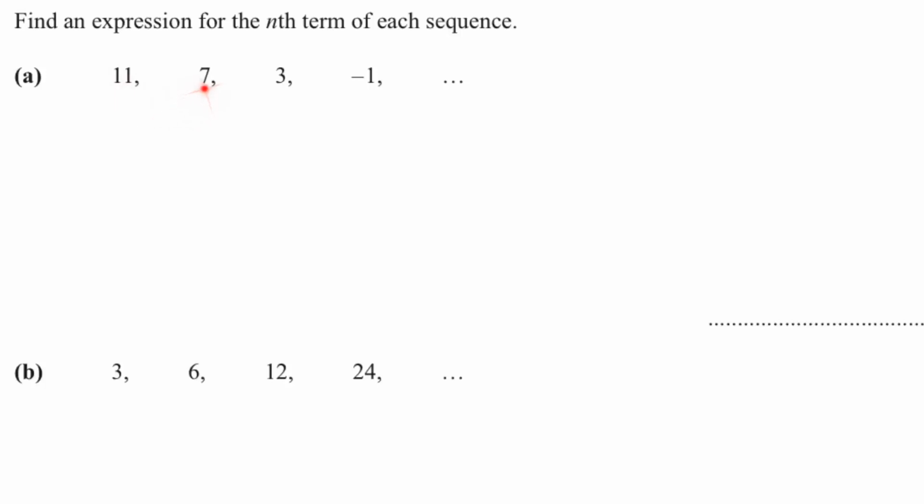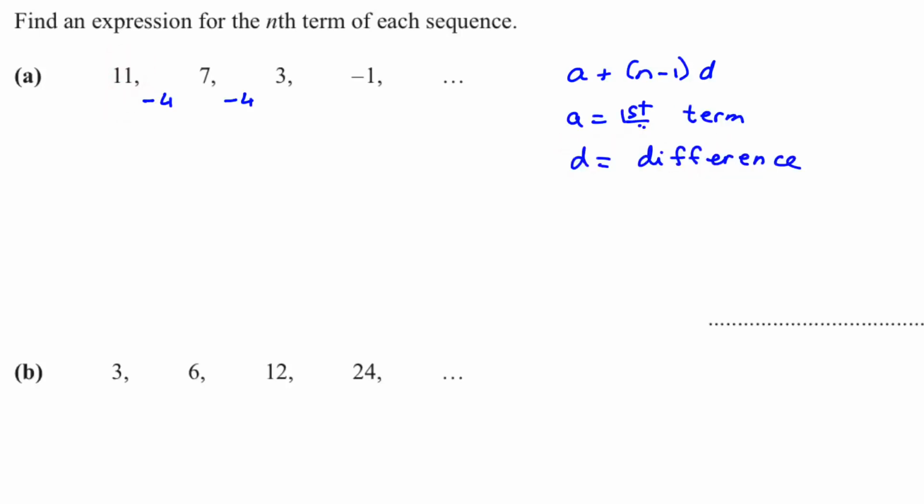So let's see how we got 7. 11 minus 4 is 7, and then 7 minus 4 is 3. So we have negative 4 as our difference. It's an arithmetic sequence. To find the nth term, we will use a plus n minus 1 d, where a is your first term, that is 11, and d is your difference. We'll just replace what we have found here.